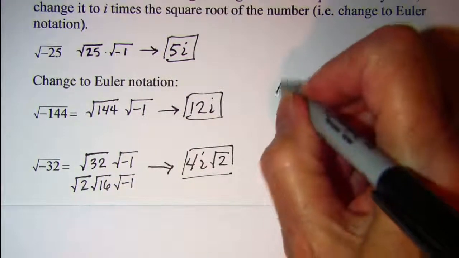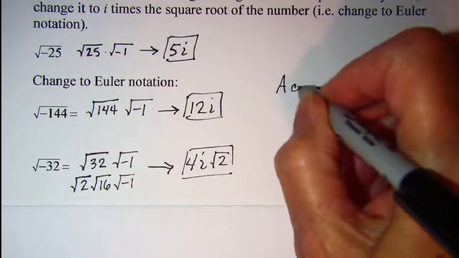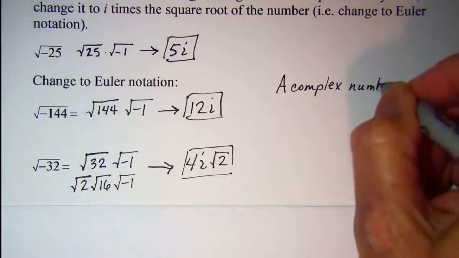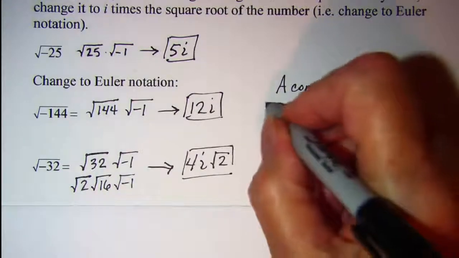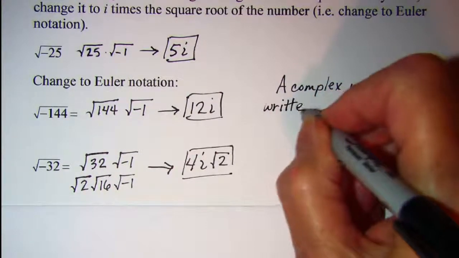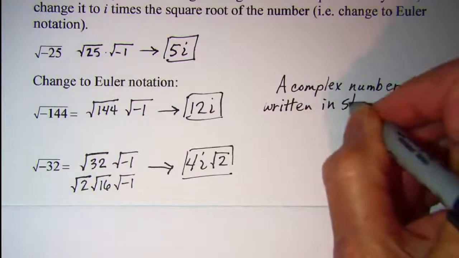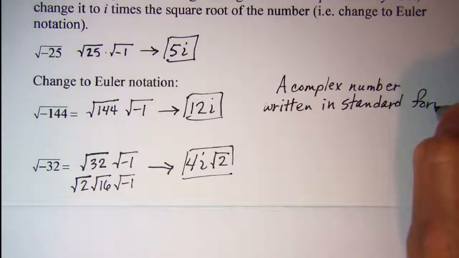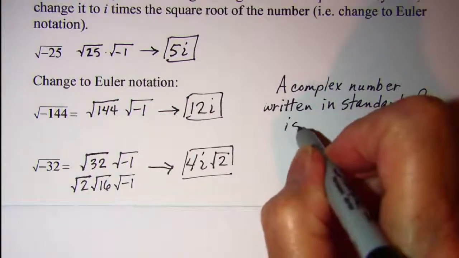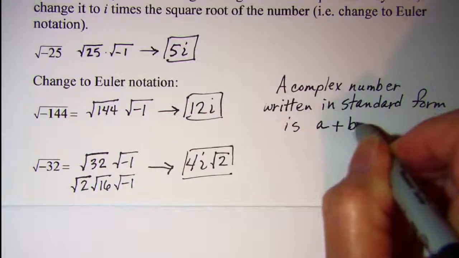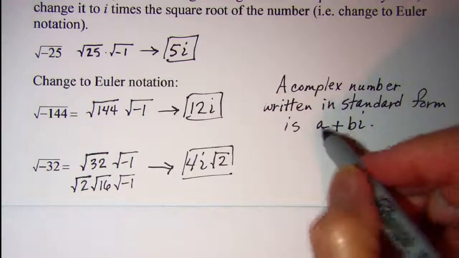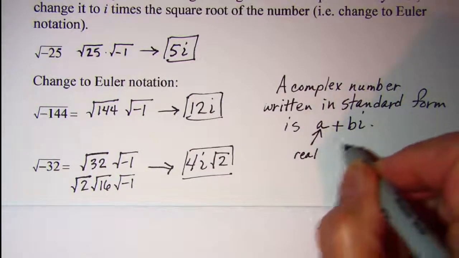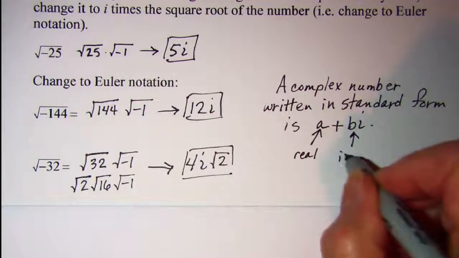Now the standard form of a complex number is a plus bi, where a is the real part and bi is the imaginary part.